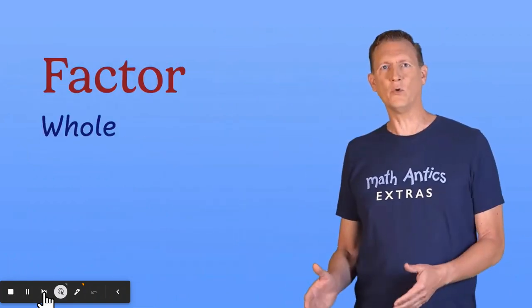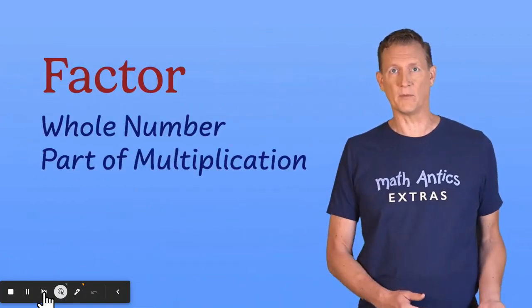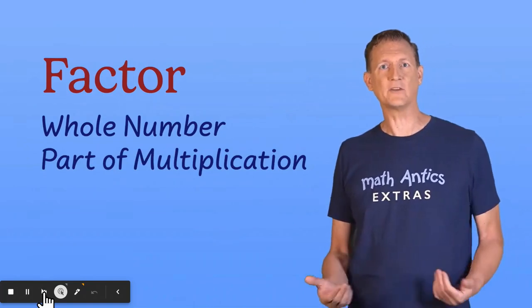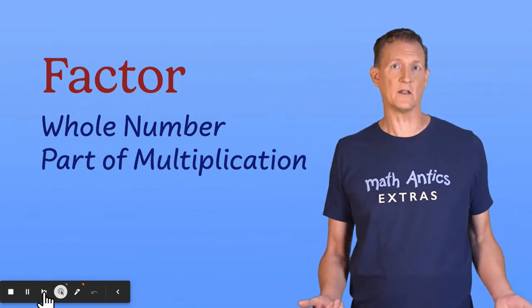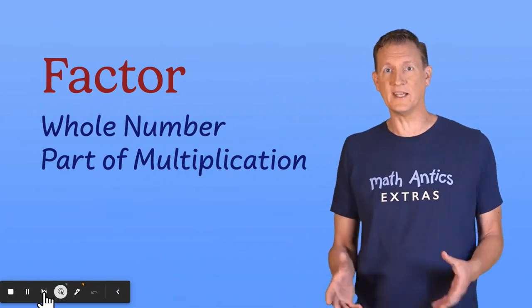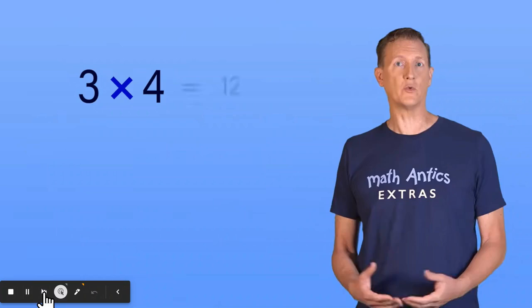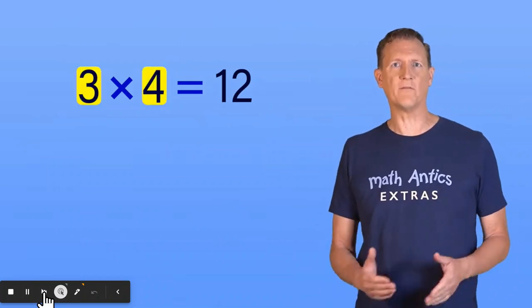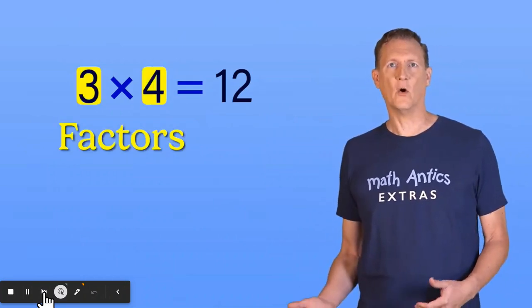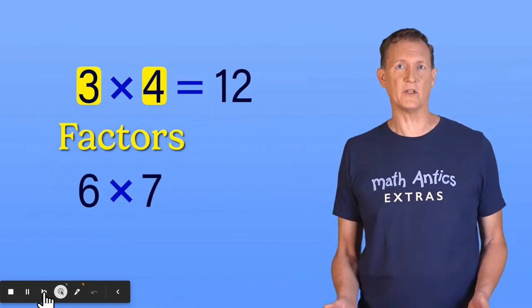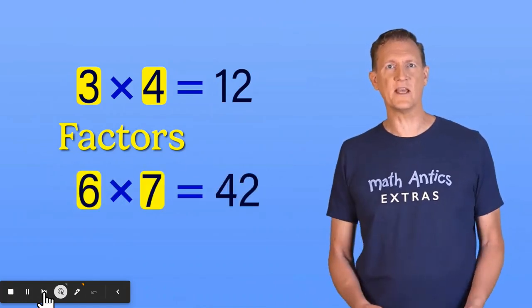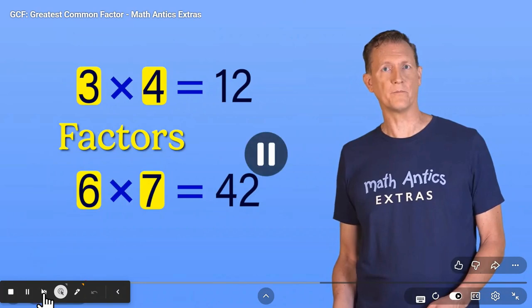A factor is a whole number that's part of a multiplication problem. So if you ask, what factors does a number have? You're asking, what numbers could you multiply together to get that number? For example, if you multiply 3 and 4 together, you get 12. That means that both 3 and 4 are factors of 12. Or if you multiply 6 and 7 together, you get 42. So 6 and 7 are factors of 42.